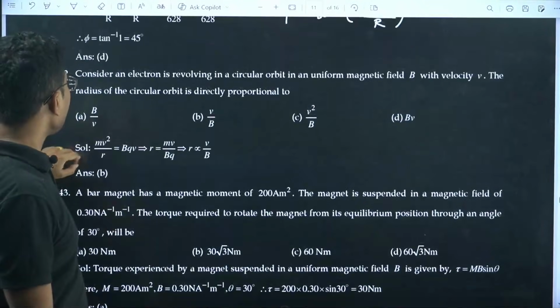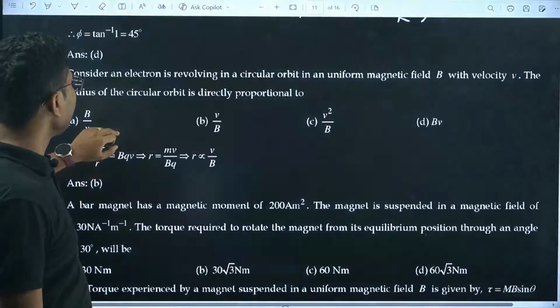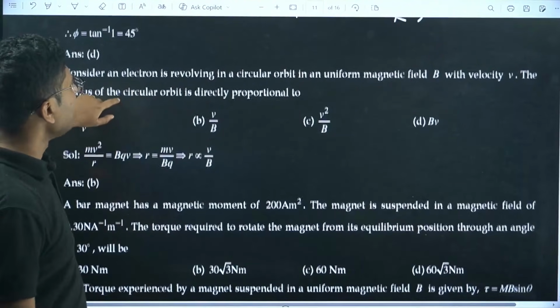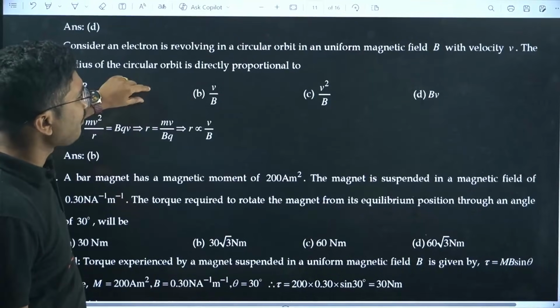Next question. Consider an electron is revolving in a circular orbit in a uniform magnetic field B.